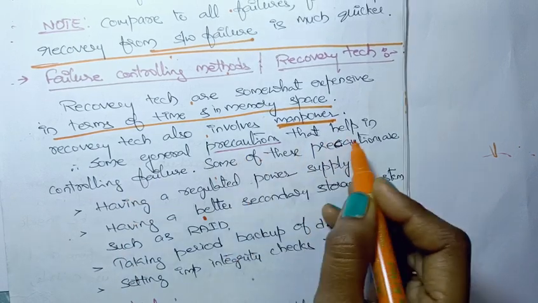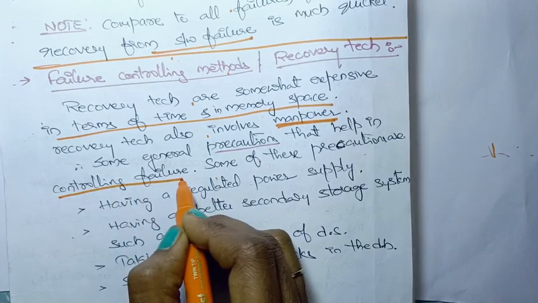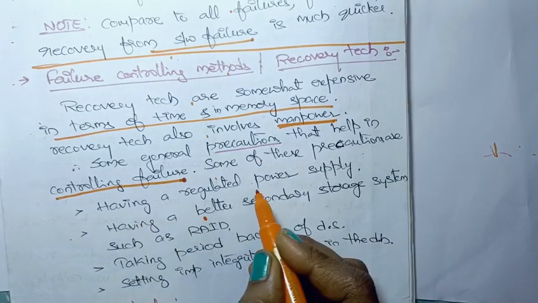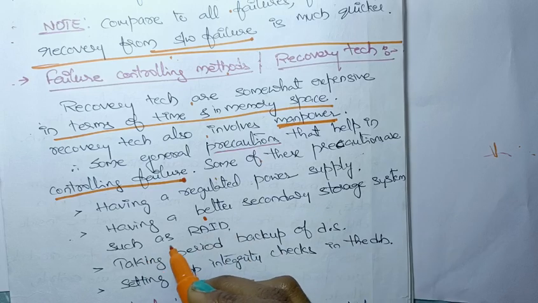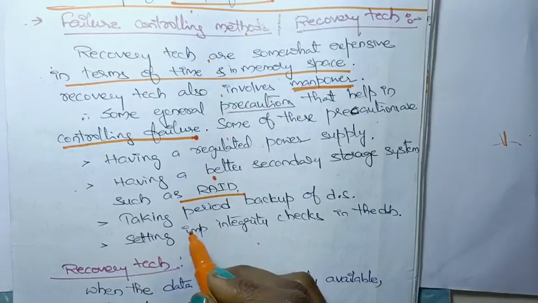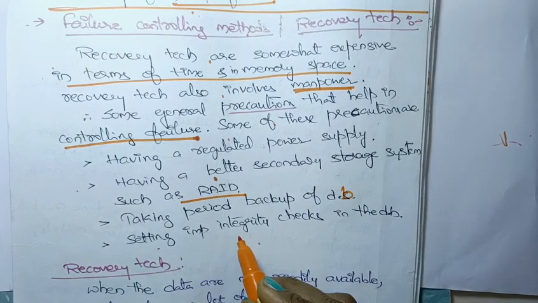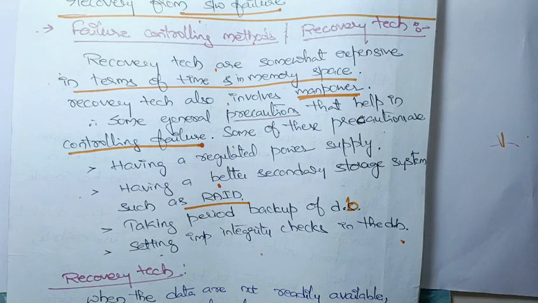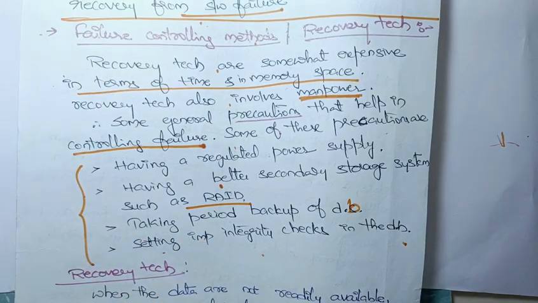Next, some general precautions that help in controlling failure. Mostly we need to control the failures. Some of the precautions are having a regulated power supply, having a better secondary storage system such as RAID, taking periodic backup of the database, and setting important integrity checks in the database. If you maintain all this in a database, then you can control the failures.